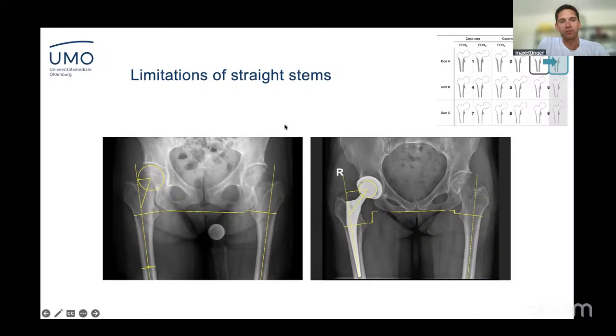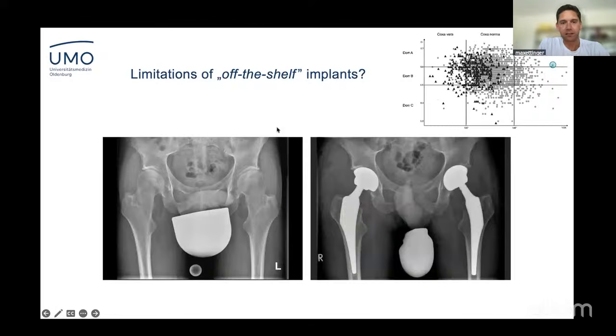So when we see with our planning algorithm using the CPAH classification that it doesn't work, we basically go for individual implants in certain cases. So you see here once again this patient out of our study. We have a Dorr A canal. We have a super 162-degree CCD, and of course no offset or a low offset.